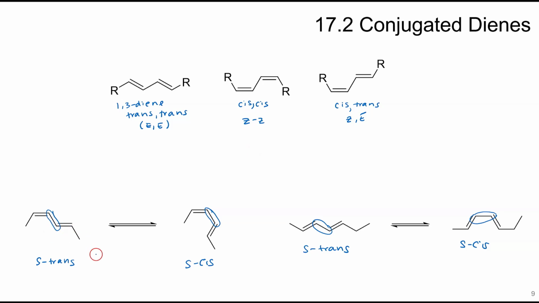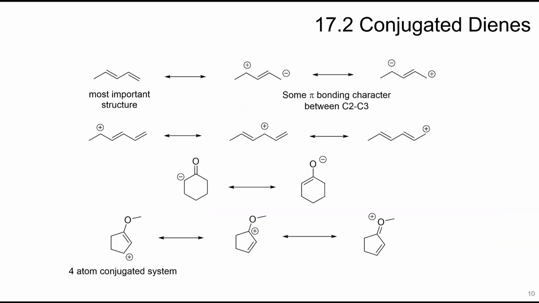This is referring to the diene with the S-trans. This is the technical if you were naming it EE, ZZ, etc. If we look at the resonance structures of these, some resonance contributors are more important than other ones. This first one here is the most important structure.